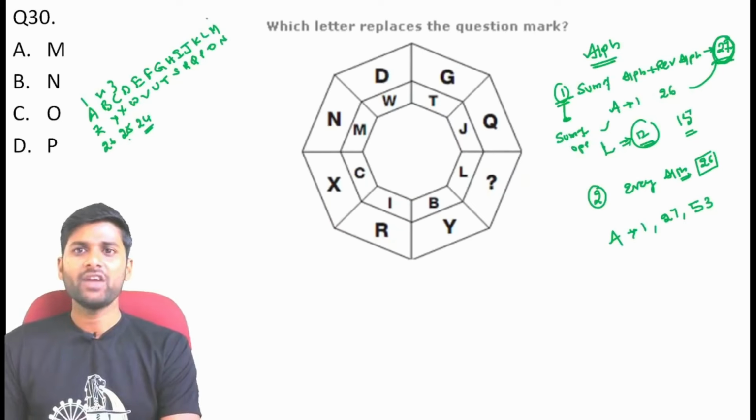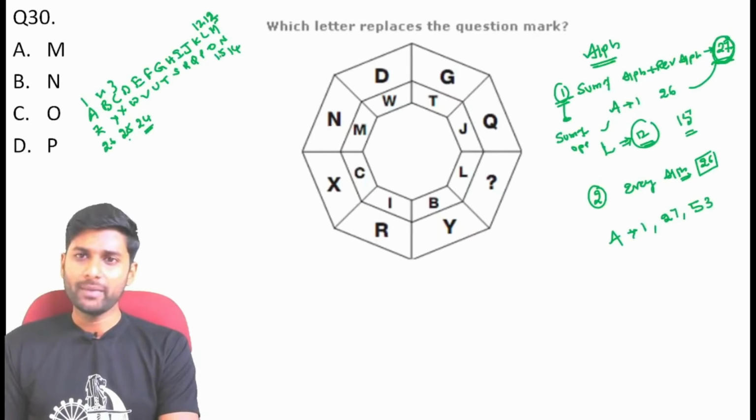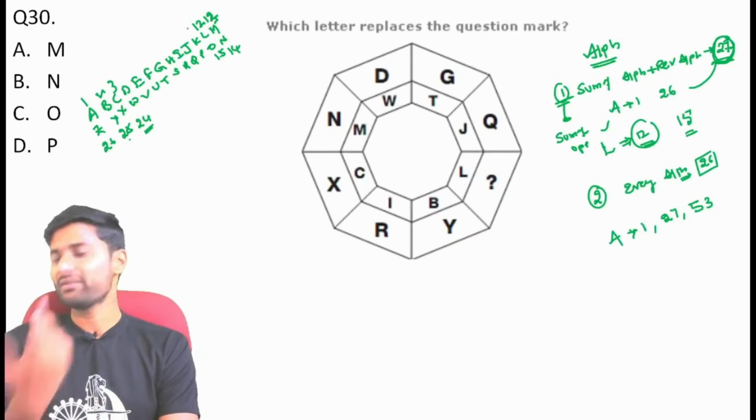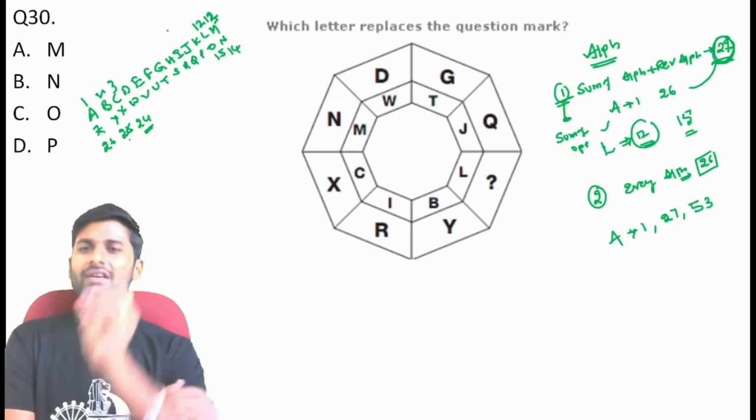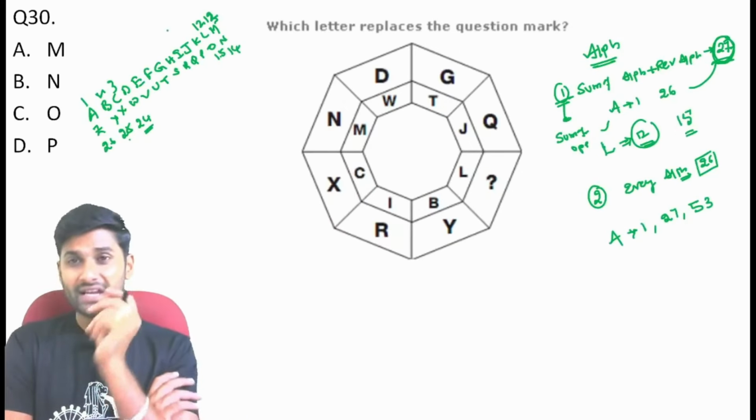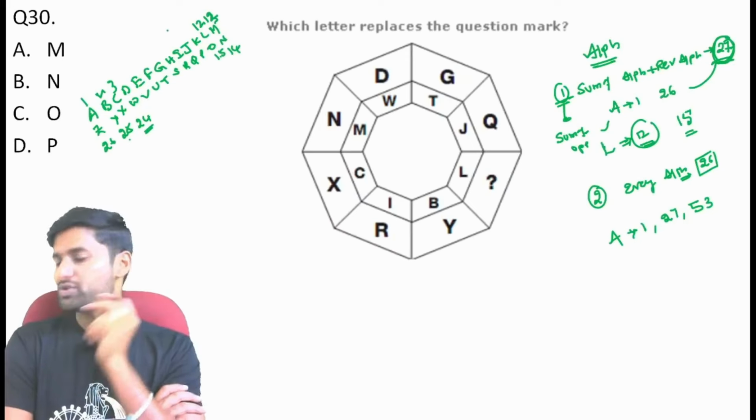For example, we already know that M is equal to 13, N is equal to 14. So L is equal to 12 and O is equal to 15. It means O's alphabetical position is 15, and the opposite number is the reverse alphabetical position. Now I will give you one trick to identify any alphabet's opposite pair easily.